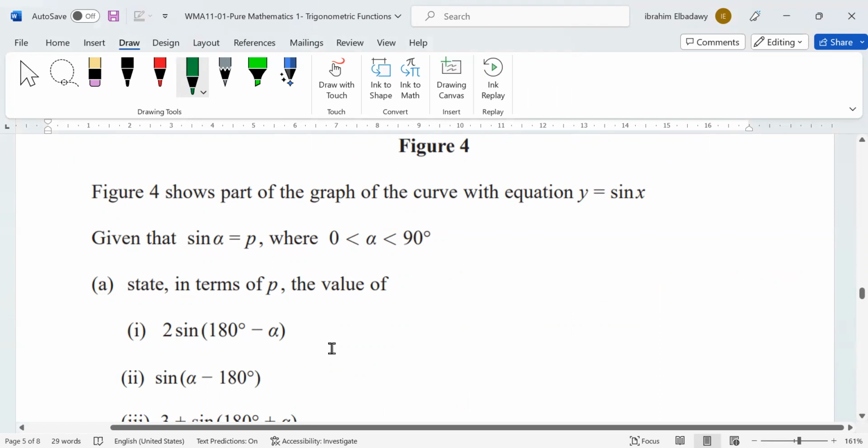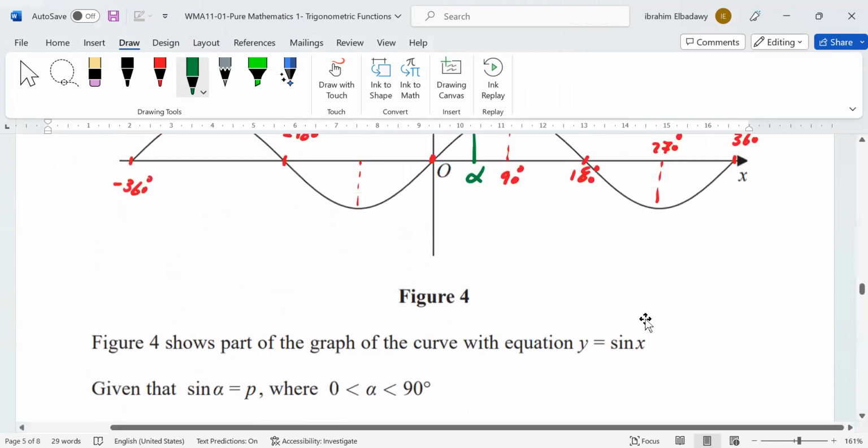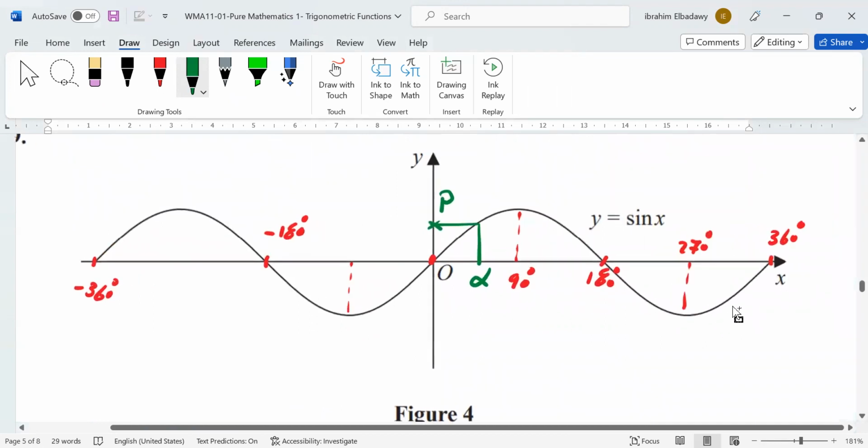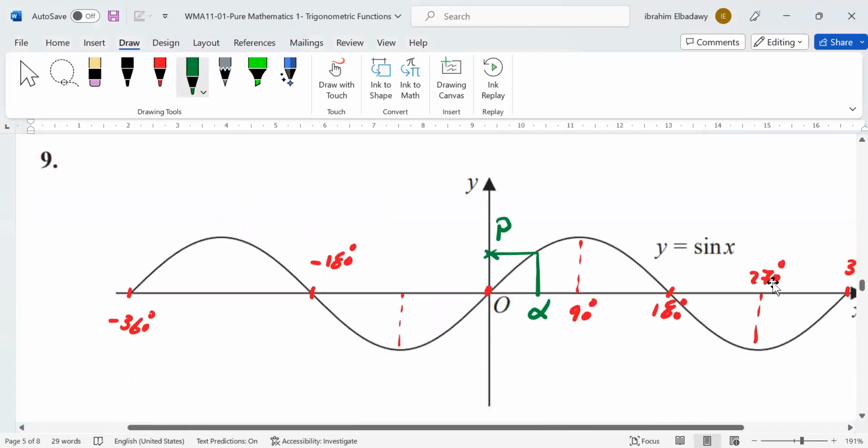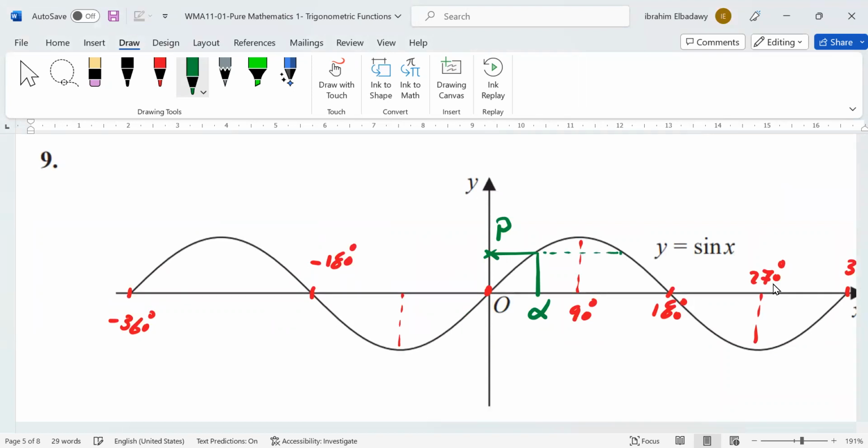Actually, you have to think about the angle. Where is this angle, 180 minus alpha? You can come to this diagram, and 180 minus alpha should be here. Look, this value is alpha, and 180 minus alpha is at this point. It gives you the same value of b.